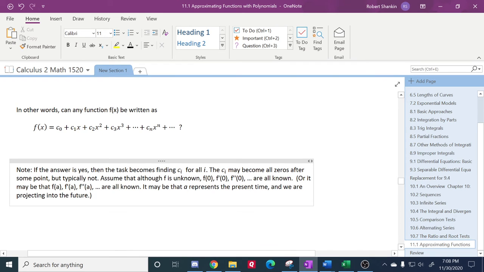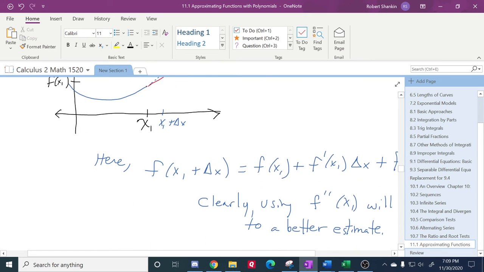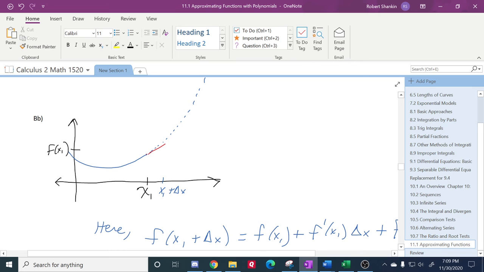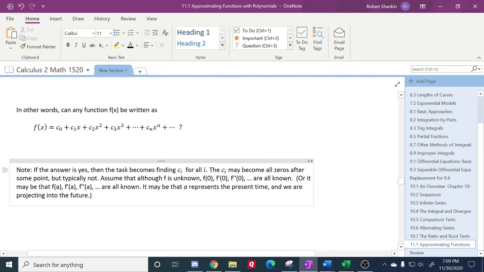A represents the present time, and we are projecting into the future. So not only do you know information like what the value of f is at x1, but you also know what the derivative is, the slope, and then the second derivative, and the third derivative, and you have a whole bunch of information about what's all happening at the present time. And then we want to project into the future.